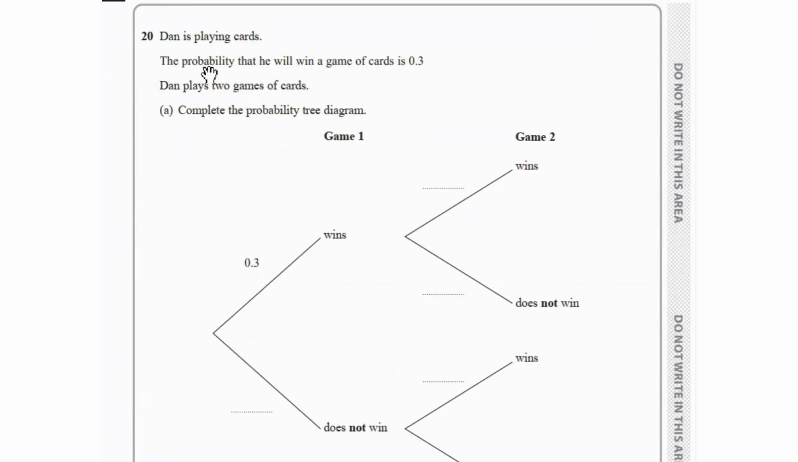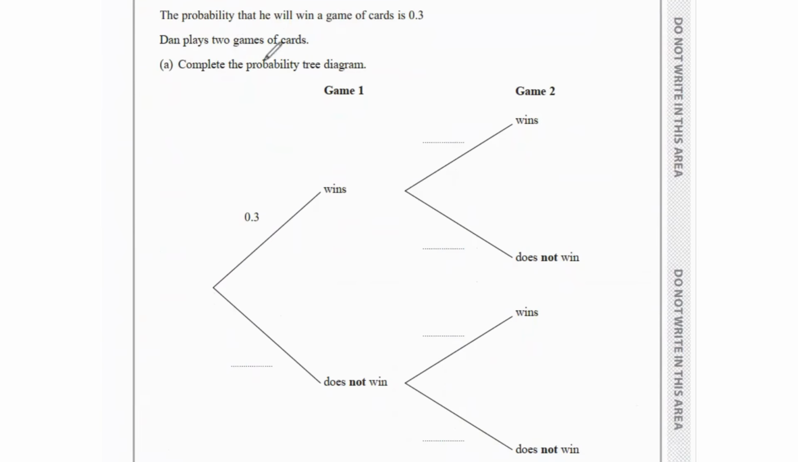Then Dan is playing cards. The probability that he will win a game of cards is 0.3. Dan plays 2 games of cards. Complete the probability tree diagram. So the probability of winning game 1 is 0.3. So losing is going to be 1 minus 0.3, which is 0.7. So this is going to be 0.7.